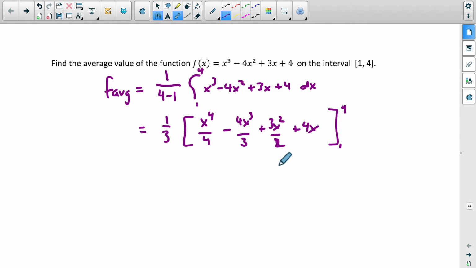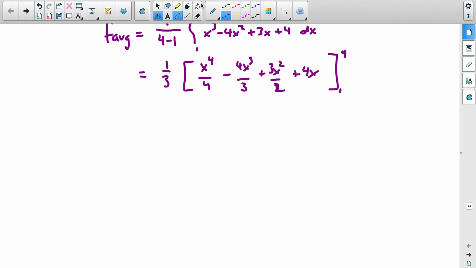Now, this is kind of an unfortunate question. Not so hard, right? Everything we've done is pretty straightforward. But now we get all these fractions. It's actually kind of ugly here. So we're going to plug 4 in first. So I put 4 to the 4th power, which is 256 over 4, minus 4 cubed is 64, times another 4, we're back at 256 again. But this time it's over 3, plus 4 squared is 16, times 3 is 48 over 2, and 4 times 4 is 16.